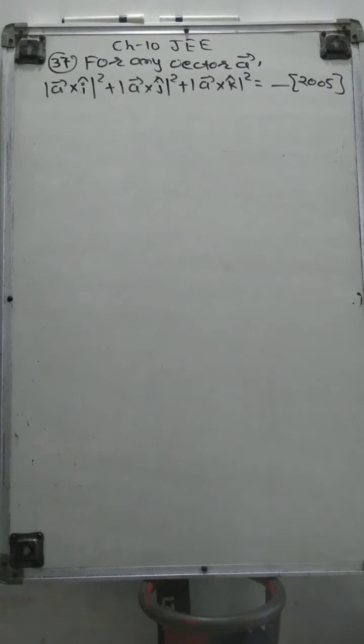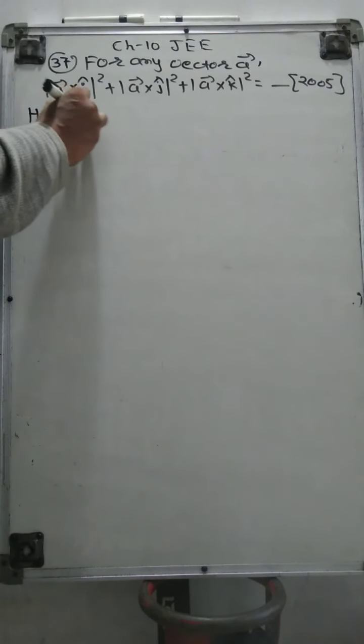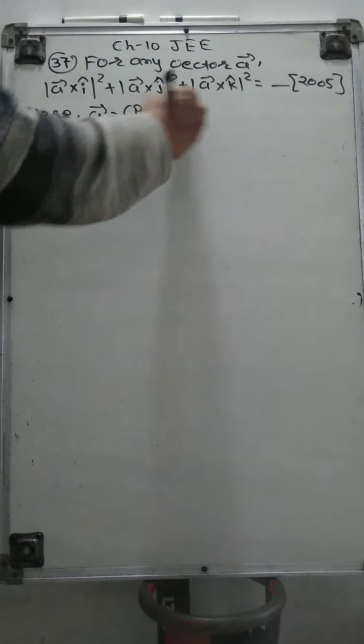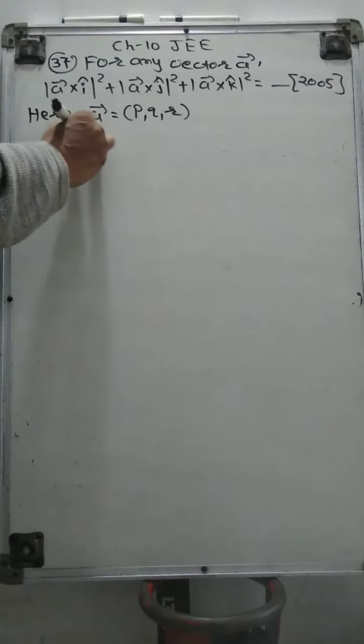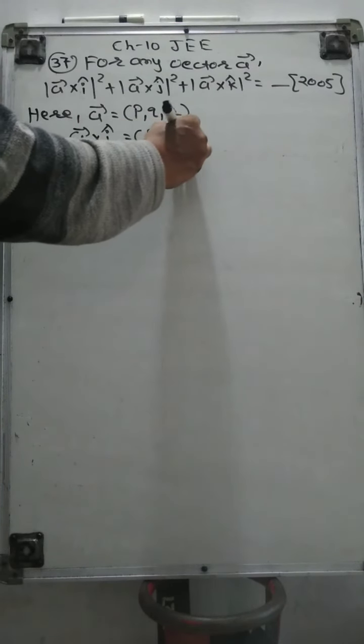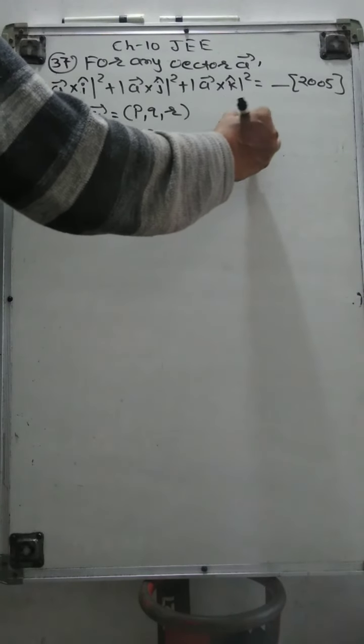Next sum, 37. For any vector A bar, mod A bar cross I bar square plus mod A bar cross J bar square plus mod A bar cross K bar square is equal to dash. This is a 2005 JEE question. So first of all we take A bar is equal to PQR, and A bar cross I bar is equal to PQR cross 1 0 0.